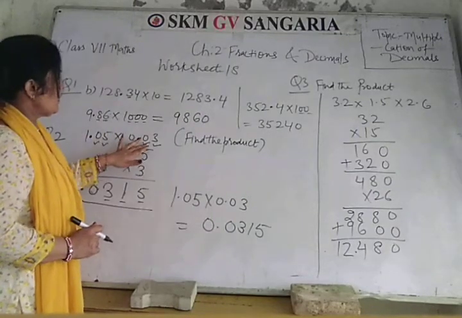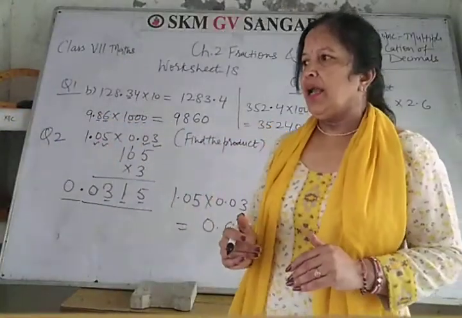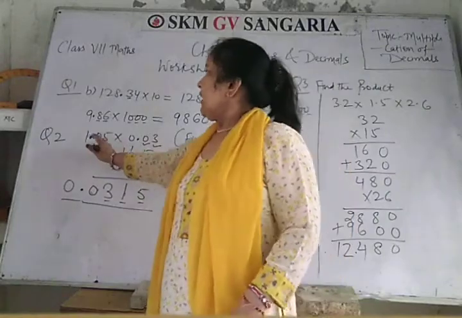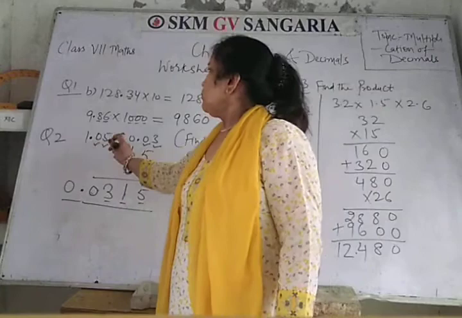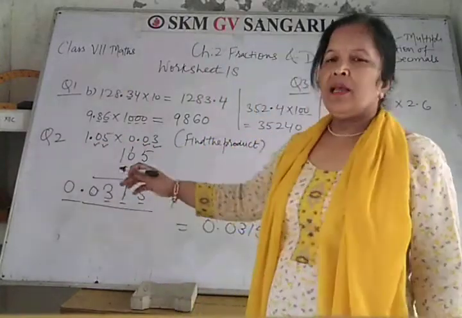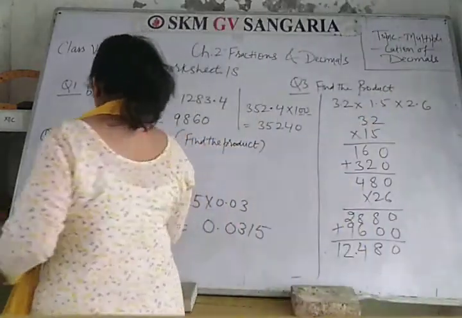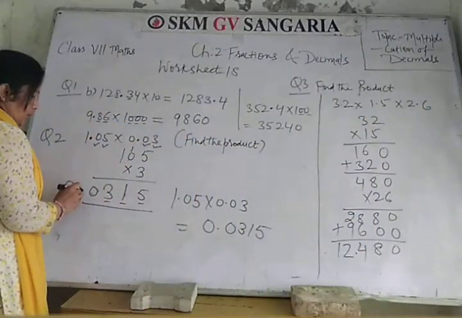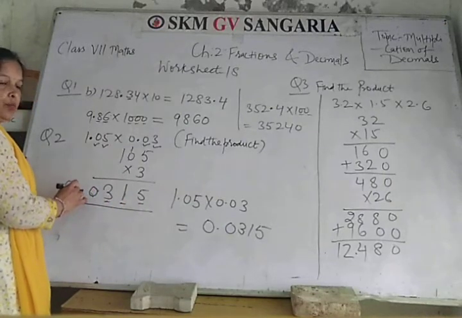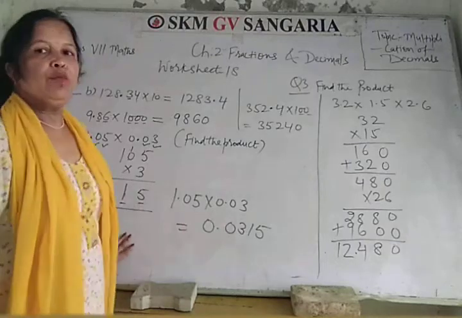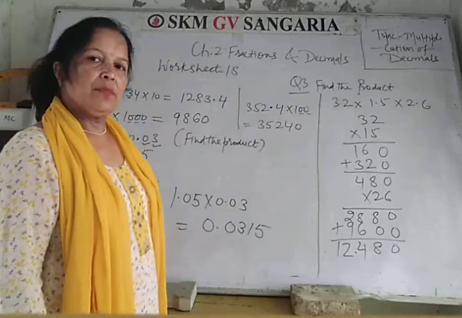Okay, in the decimal numbers given, you have to count the digits after the point in both numbers, total 1 2 3 4. So when you get the answer from your right, you will leave 4 digits and put the decimal. In this way, you will be able to find the product of a decimal number by a decimal number.